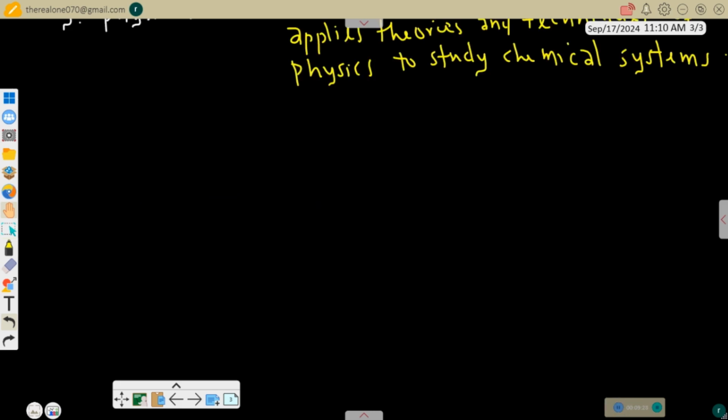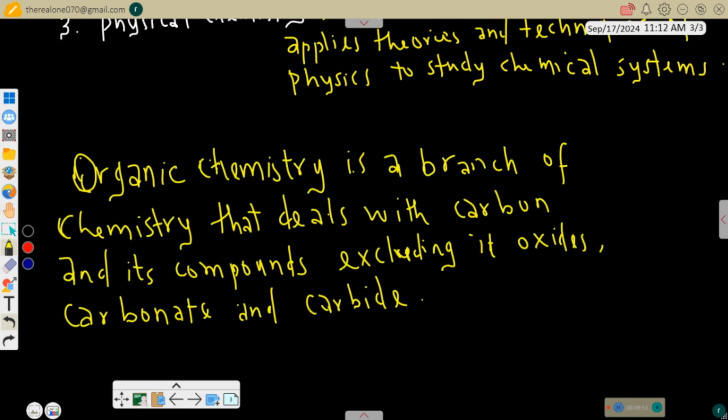Now, the acceptable definition of organic chemistry nowadays is that we define organic chemistry as the branch of chemistry that deals with the study of carbon and its compounds, excluding its oxides, its carbonates, and its carbides. So that means organic chemistry studies every compound of carbon, excluding these three, that is oxides of carbon, then we have carbonates and carbides. Let's talk about oxides of carbon.